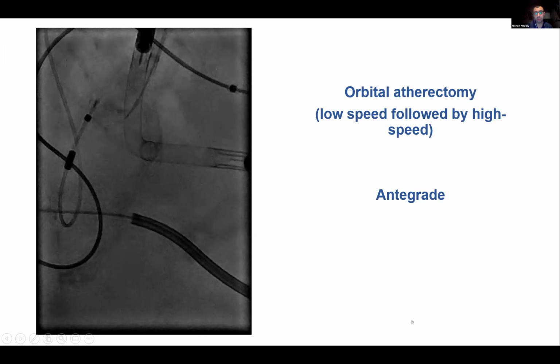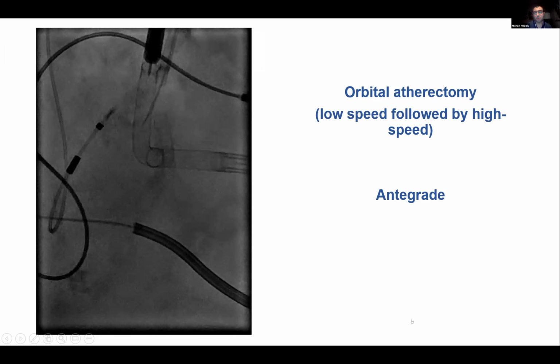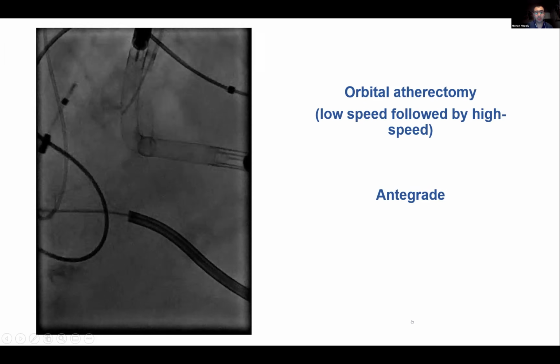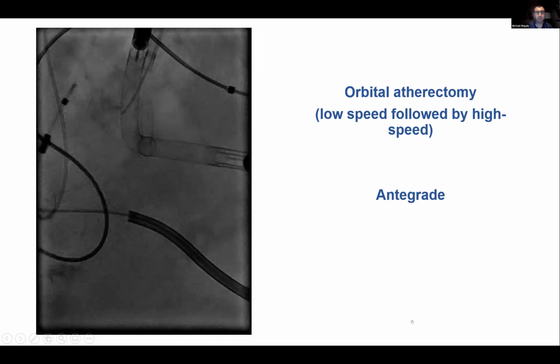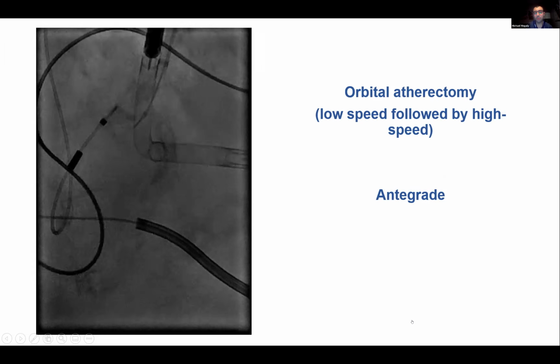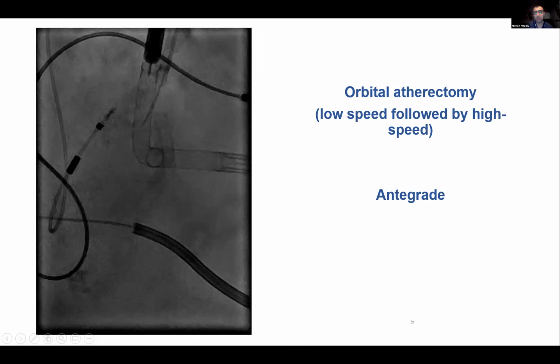And we started with the low speed. And usually low speed could be enough, especially if you go in antegrade, and that's what we did. But we also could go back retrograde, and then we did antegrade again with high speed because we felt that the calcium did not respond with the sound and auditory feedback.